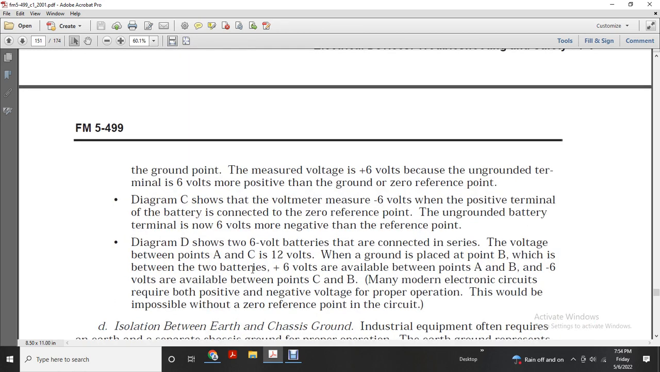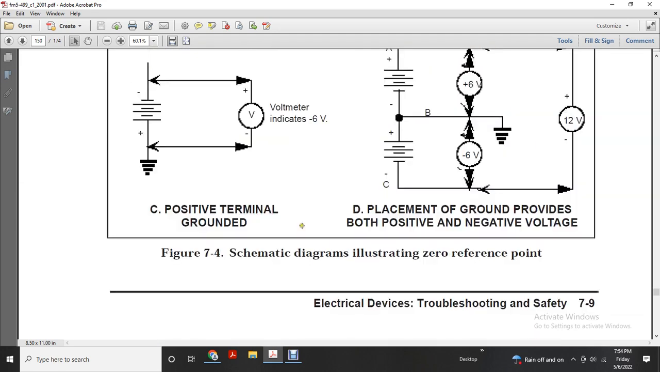At the ground point, the measured voltage is 6 volts, but with the negative terminal grounded, the 6 volts is positive with respect to ground. The zero reference point diagram shows the voltmeter connected to the 6-volt positive terminal of the battery and to the zero point on a grounded battery. Now the voltmeter.